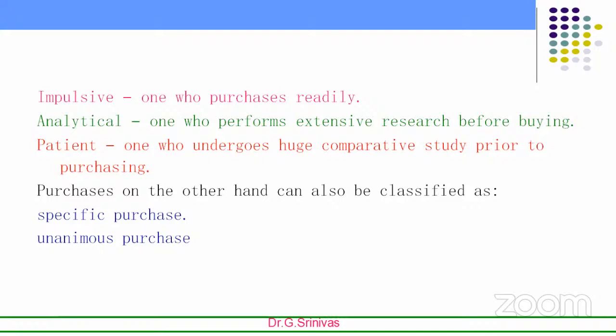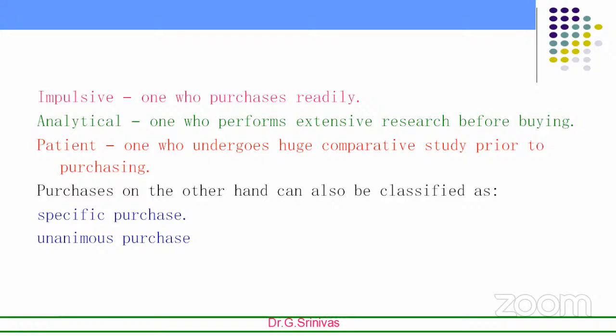The next one is analytical. Analytical means before buying, we may conduct research. We may pursue the details from different shops, get details from friends, inquire of the shopkeepers, and search on the internet. We may see the reviews, feedbacks, everything. So that is analytical. Then patient: one who undergoes a huge comparative study period before purchasing. They are called patient.